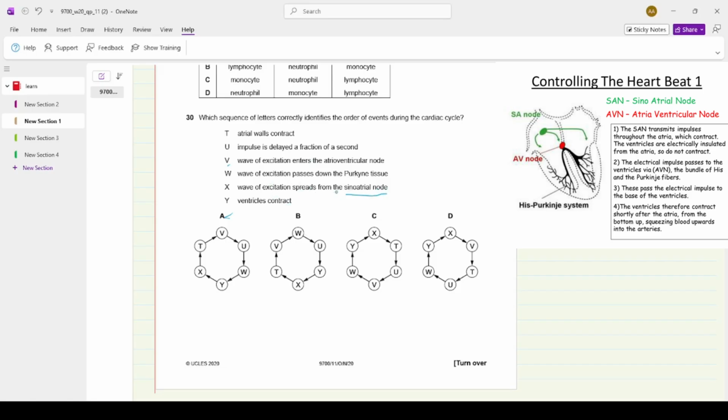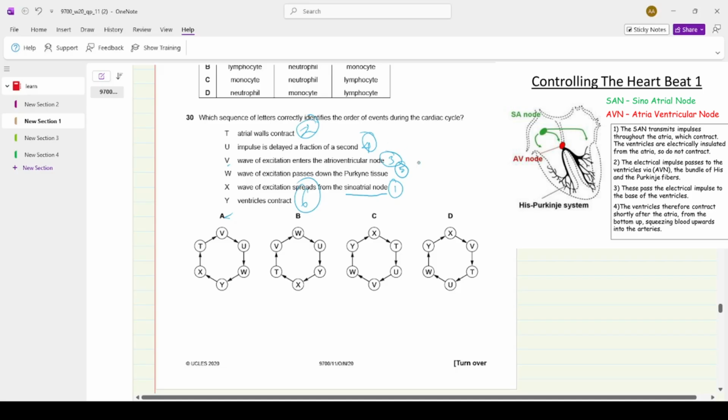So wave excitation spreads from the sinoatrial node, and then we know that this spreads to the atrial walls, and they will be contracting. So this should be our second step. And then this excitation continues to the AVN, so this should be our third step. And then we know what AVN does. This one delays the impulse for about 0.1 seconds, so this will be 4. And then this continues down the Purkyne tissue, so this will be 5. And eventually the ventricles will contract from bottom to top, so this will be number 6.